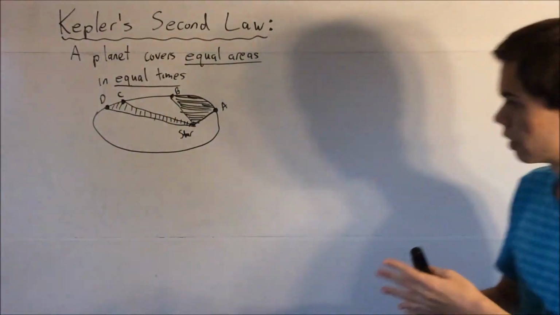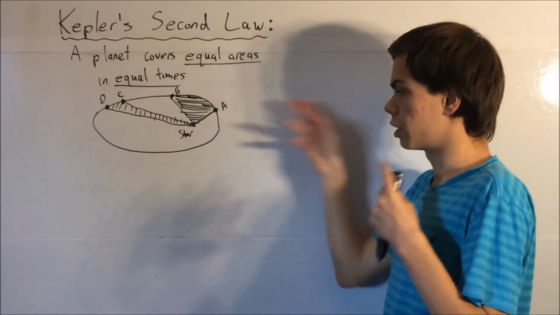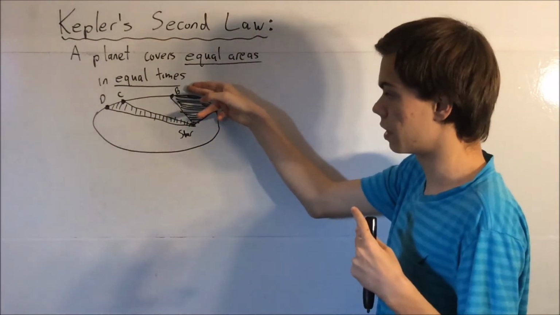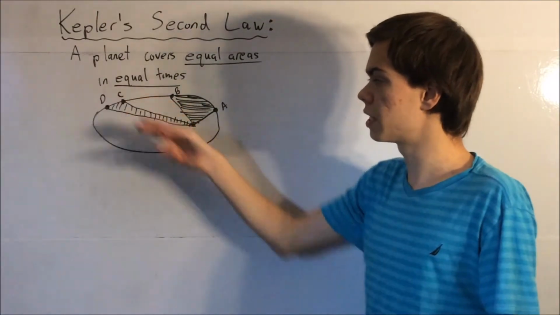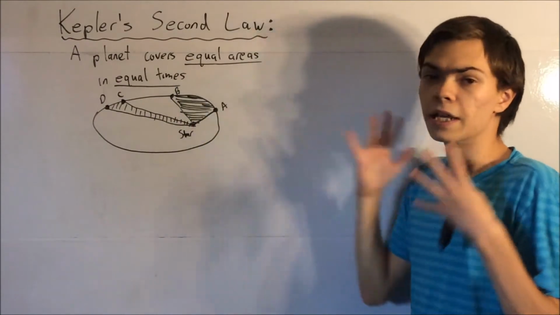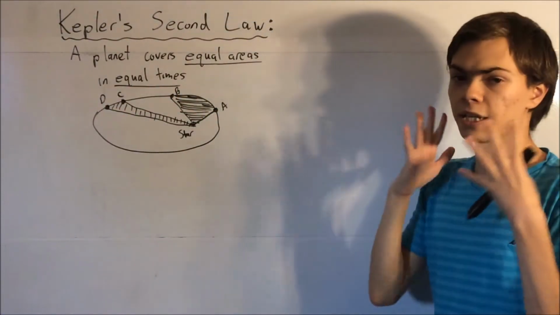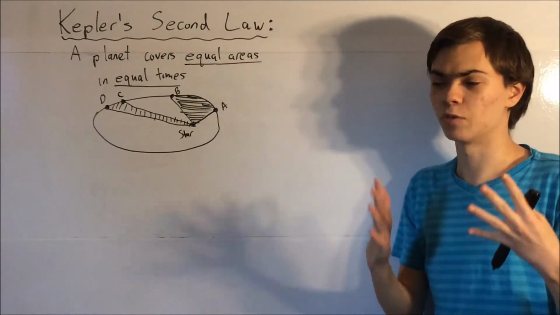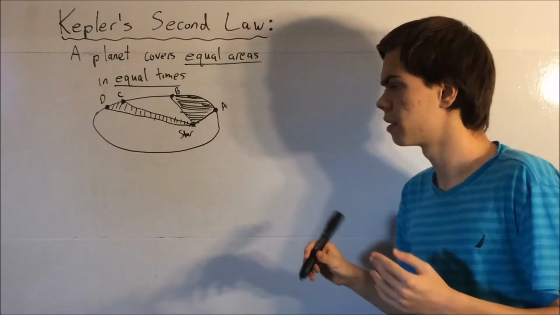Now, if the time it takes for the planet to go from position A to position B is equal to the time it takes for the planet to go from position C to position D, then the area that it covered from this position to this position is equal to the area it covers from this position to this position, right? A planet covers equal areas in equal amounts of time. That is what Kepler's second law states.